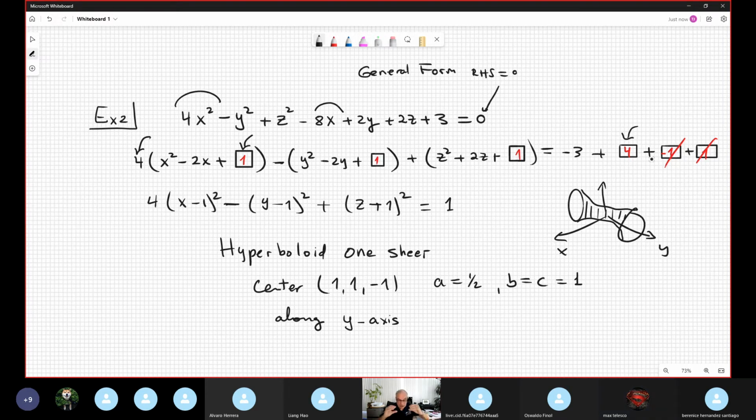So, the most important clue for identifying this surface is that on the left-hand side, we have 2 positive and 1 negative. That is the reason it is a hyperboloid of 1 sheet. And on the right-hand side, you need to manipulate algebraically to guarantee positive one, always. So once you get it in standard form, it's always positive one.